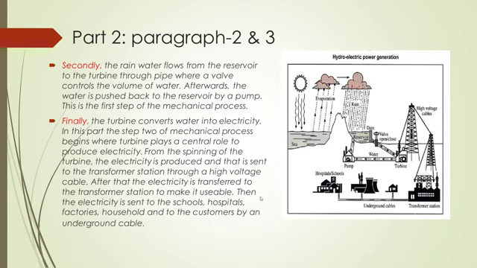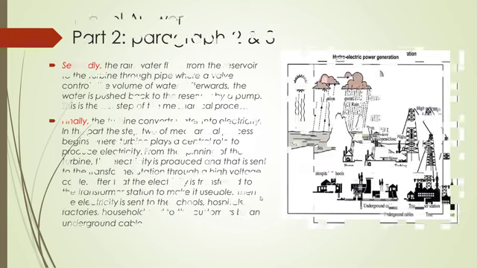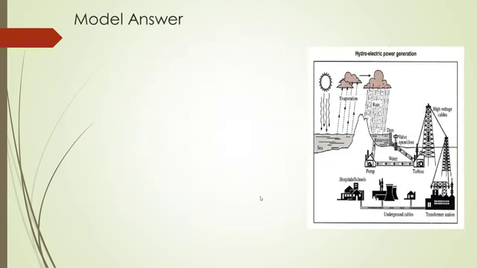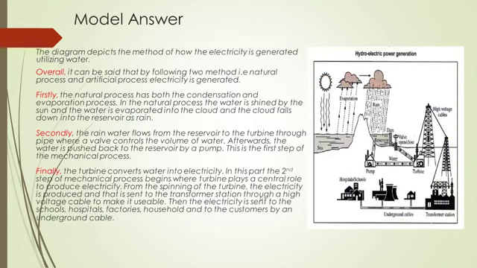So this is how, step by step, you will write about a diagram. Now let's see the model answer at a glance. So now I'm going to read aloud the model answer. The diagram depicts the method of how electricity is generated utilizing water. So this is the paraphrasing.